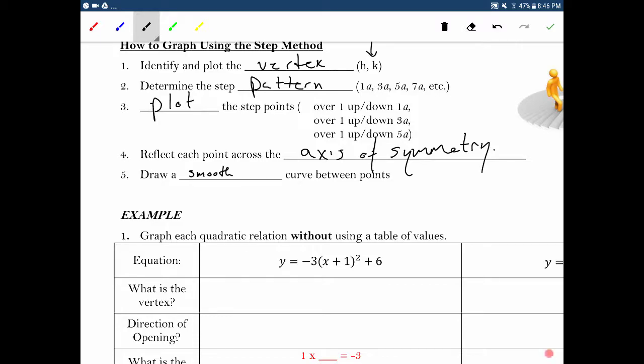Okay? And do your best to make it smooth. It doesn't have to be perfect. Mine never are even close to perfect. As long as you try to make them perfect, that's all that really matters.